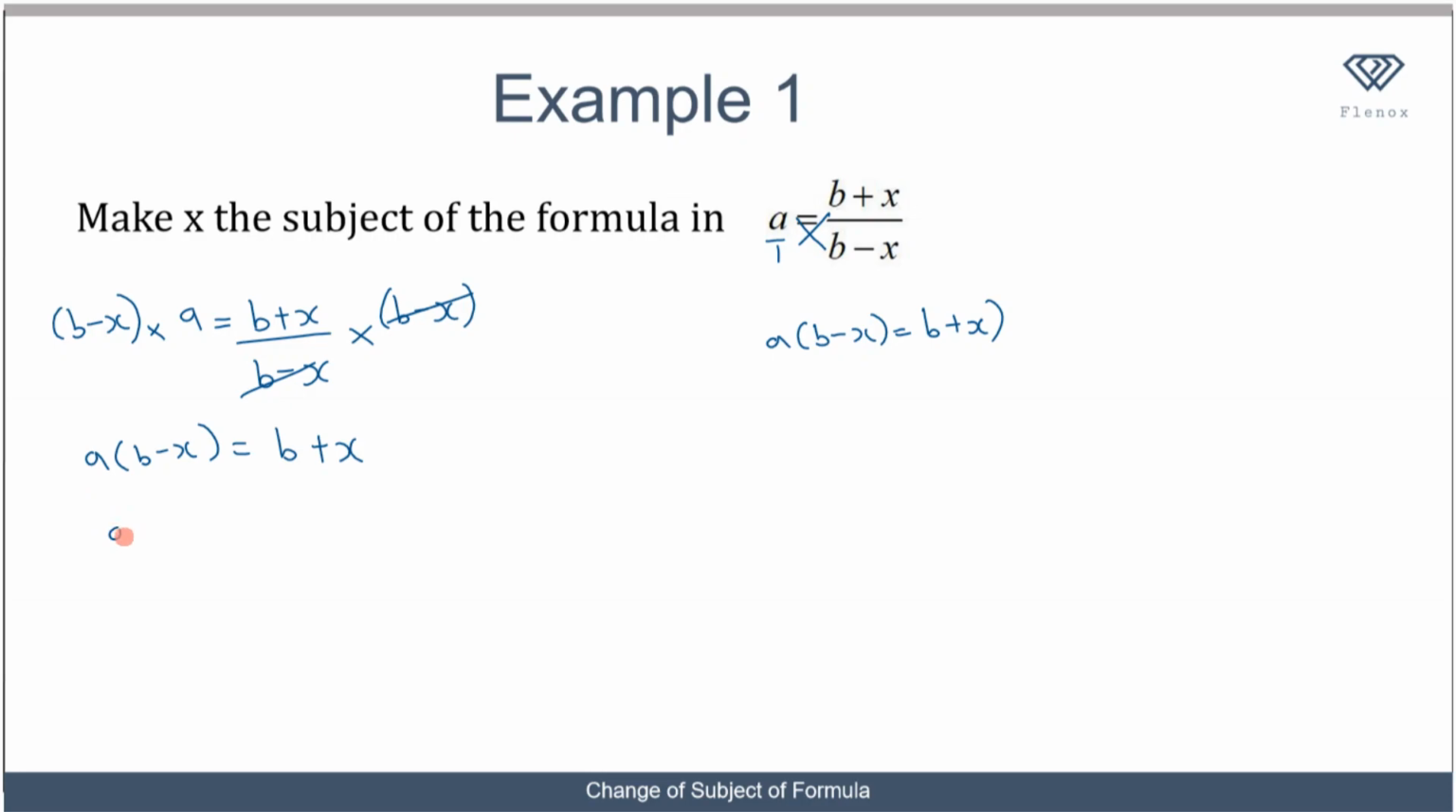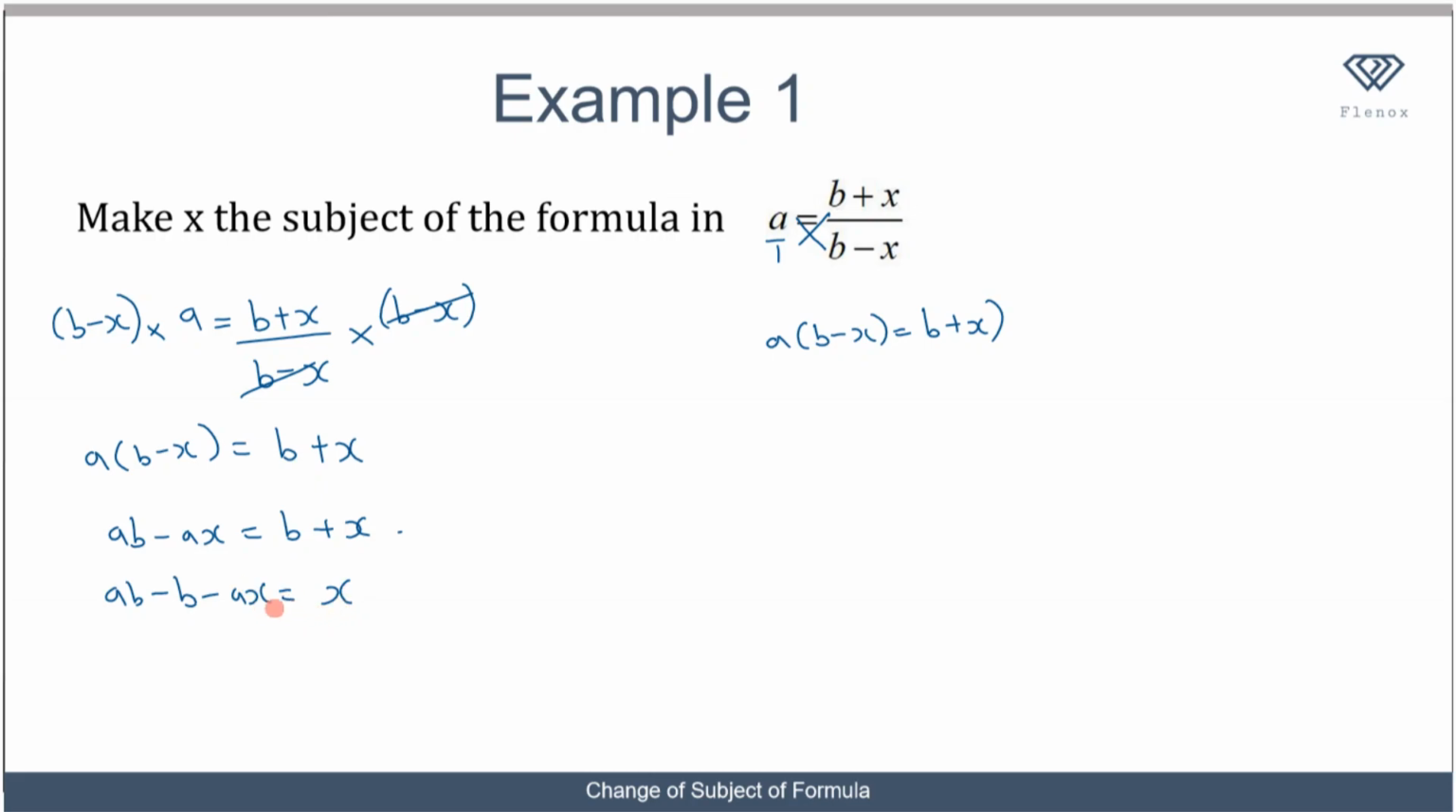So we have ab minus ax is equal to b plus x, but our goal is to make x the subject, so we have to bring together and collect like terms. This term has x and this term has x, so we'll bring this over here and this over here. What I mean by that is we will subtract b from both sides. If we subtract b from both sides, I have ab minus b minus ax. If I subtract b from this side, then this b comes out, so I have only x.